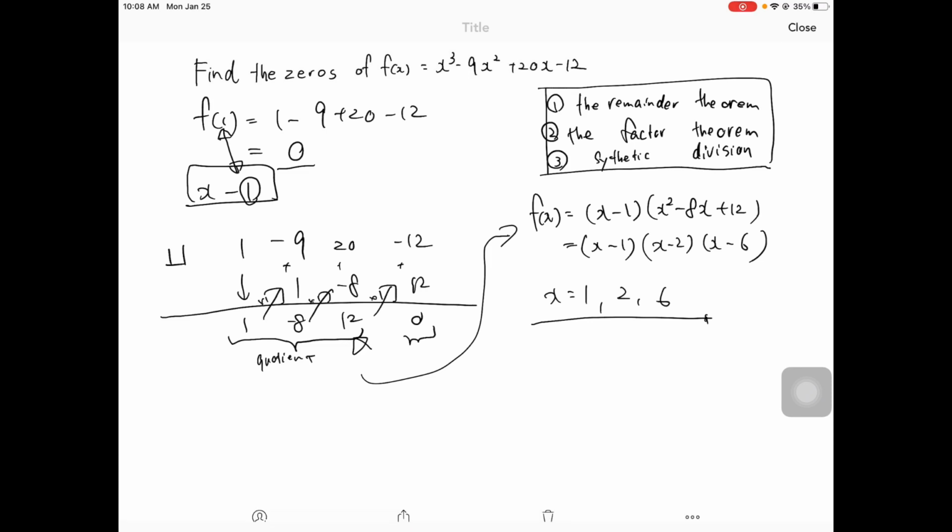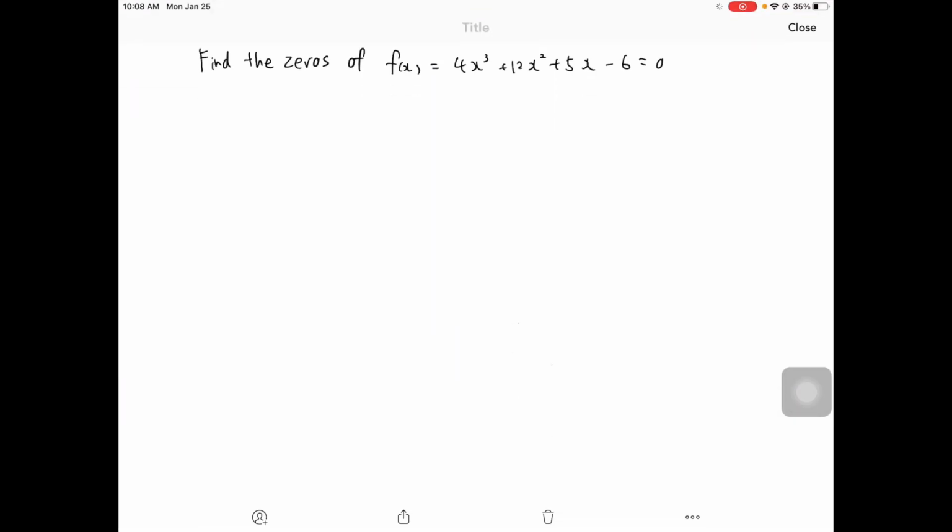Okay, let's work on one more question. Let's find the zeros of this function. f of x equals 4x cubed plus 12x squared plus 5x minus 6 equals 0. So let's use the remainder theorem first. Then let's find the factor. Let me plug in 1. 4 plus 12 plus 5 minus 6.